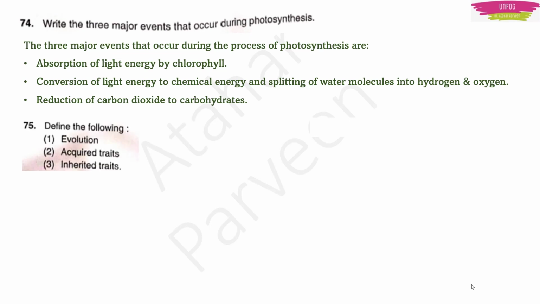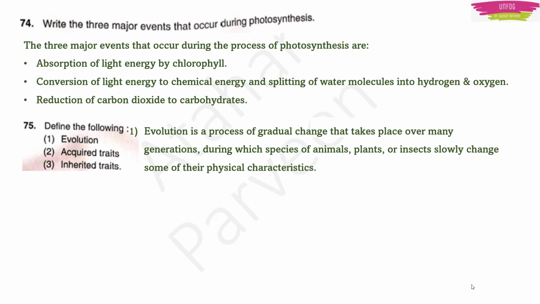Next question, define the following: evolution, acquired traits, inherited traits. Traits means characters, you can say characters. Okay, so let's define one by one. Evolution is a process of gradual change that takes place over many generations, during which species of animals, plants or insects slowly change some of their physical characteristics.